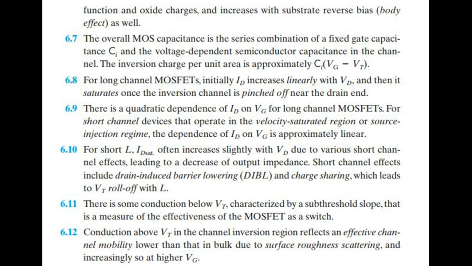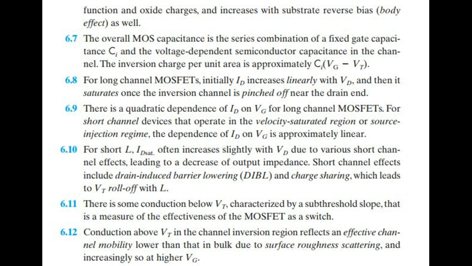6.10 For short L, IDSAT often increases slightly with Vd due to various short channel effects, leading to a decrease of output impedance. Short channel effects include drain-induced barrier lowering, DIBL, and charge sharing, which leads to Vt roll-off with L. 6.11 There is some conduction below threshold voltage, characterized by a sub-threshold slope, that is a measure of the effectiveness of the MOSFET as a switch.